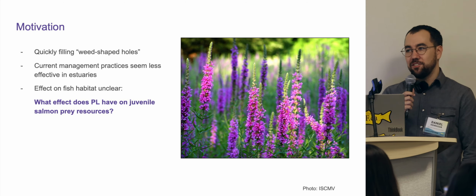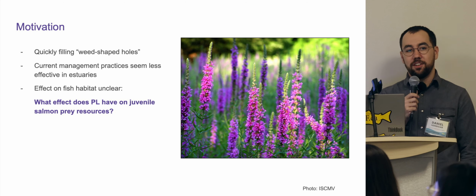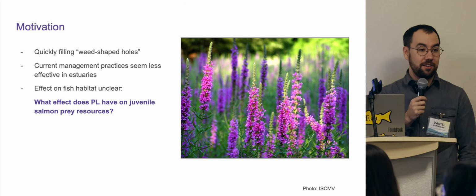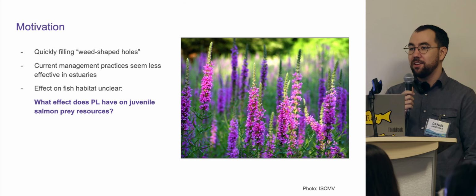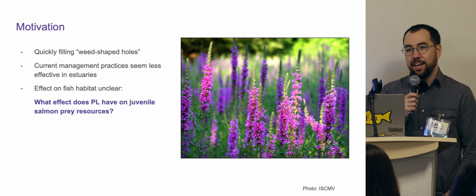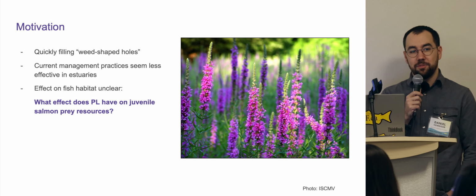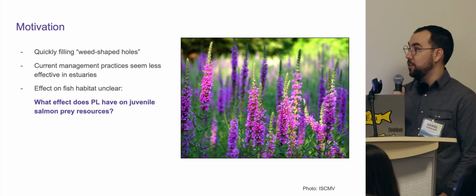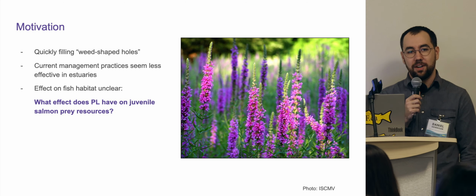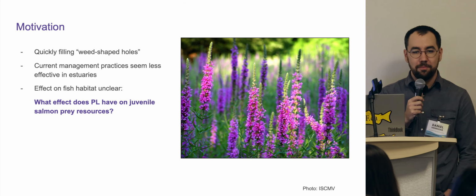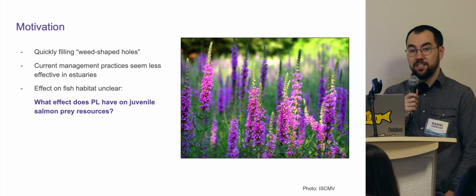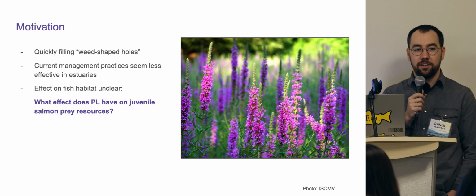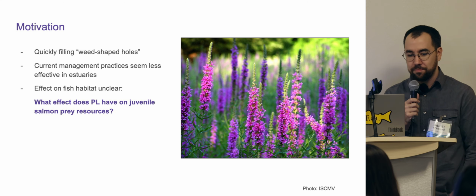It really fills these weed-shaped holes, so marshes that have been disturbed by things like goose grazing that we've heard a lot about, log debris and wrack, and management options are very limited for purple loosestrife. The only real serious attempt at managing on a large scale like the Fraser Estuary is a provincial biocontrol program, which seems to have limited efficacy in these estuarine coastal environments.